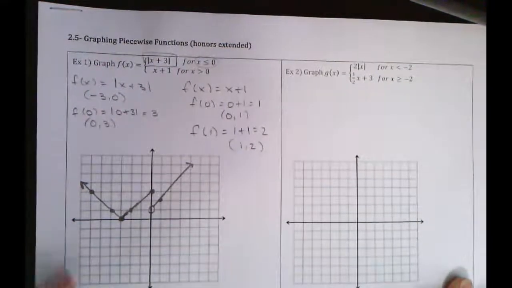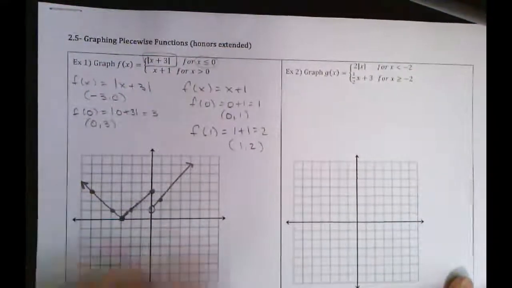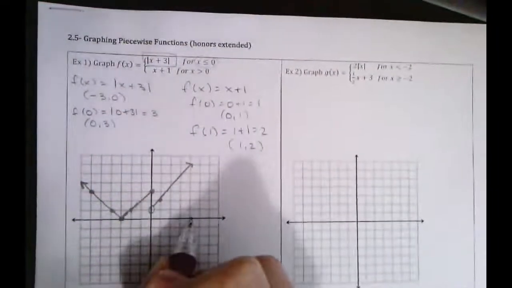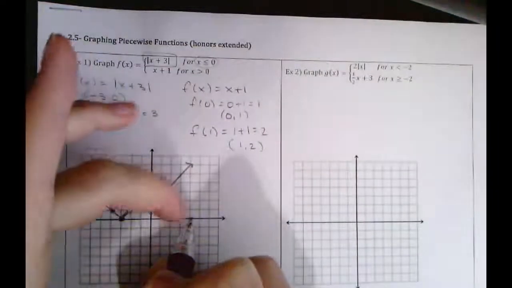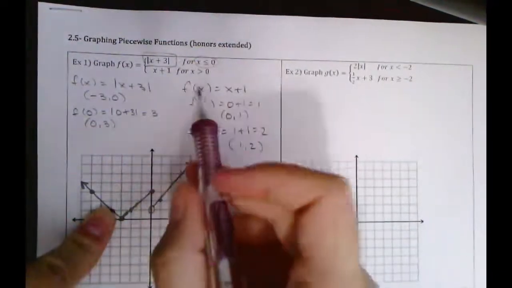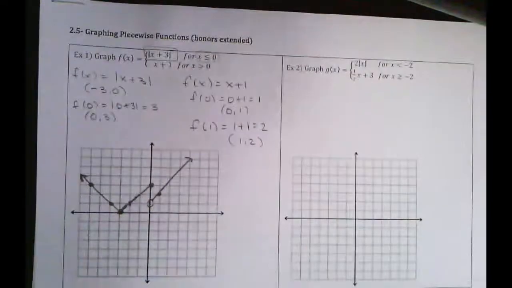So the important part is you have to know where the vertex is so that you know if you're looking at the whole v. If the vertex was over here, then you wouldn't see the whole v. You would just see like the tail end of it. So you always want to find the vertex first and see if it's in the domain of the piecewise function.